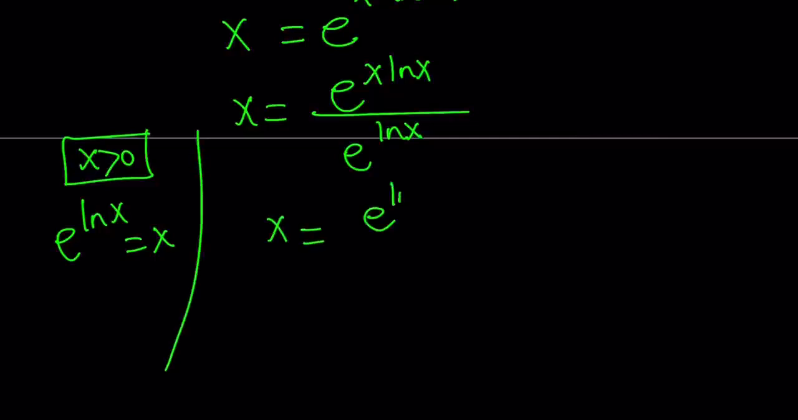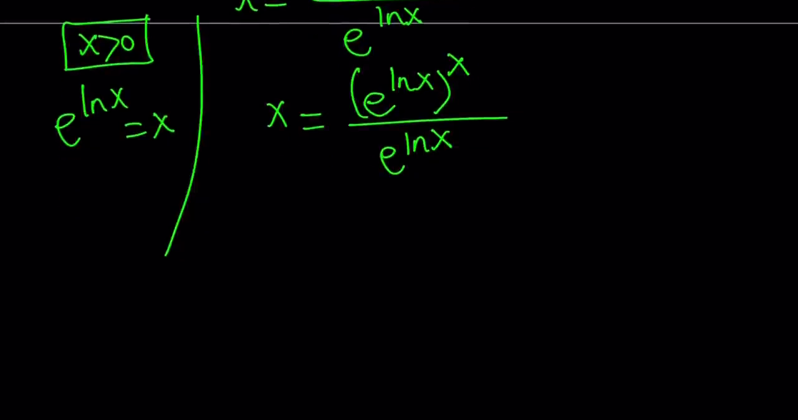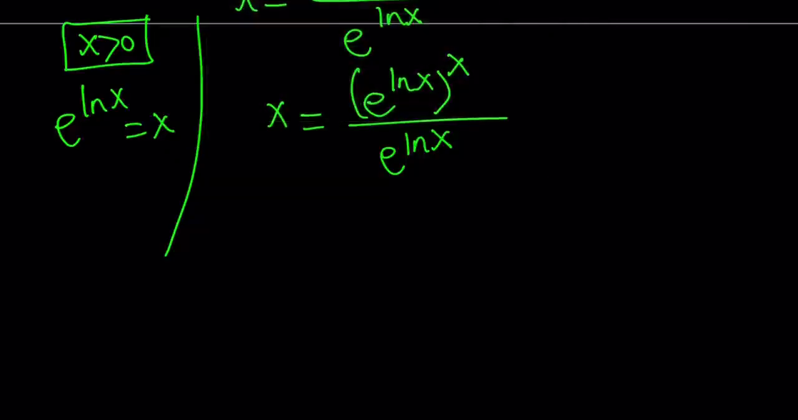We can write this as e to the power ln x, to the power x, since the exponents have been multiplied, and the bottom one just as is. Now, remembering that e to the power ln x is equal to x, this becomes x equals x to the power x divided by x.